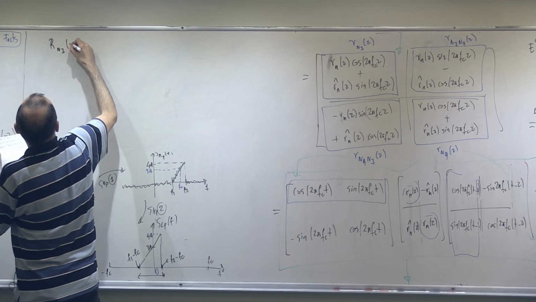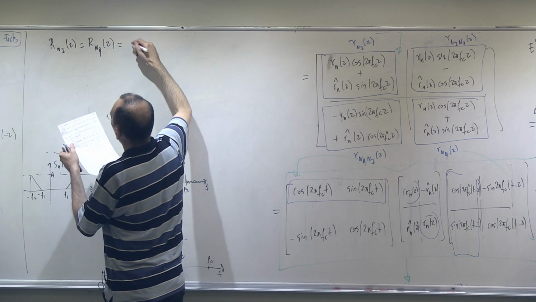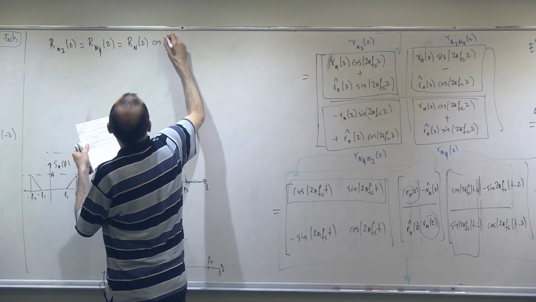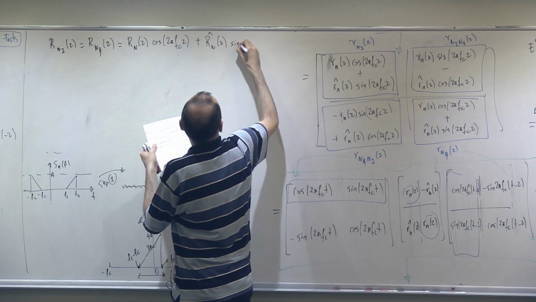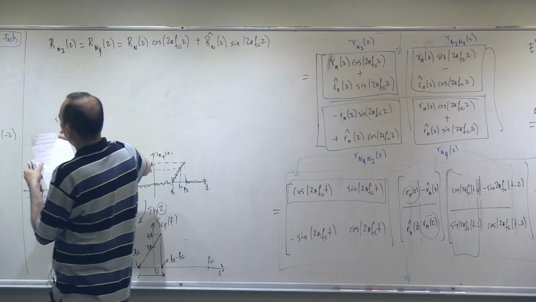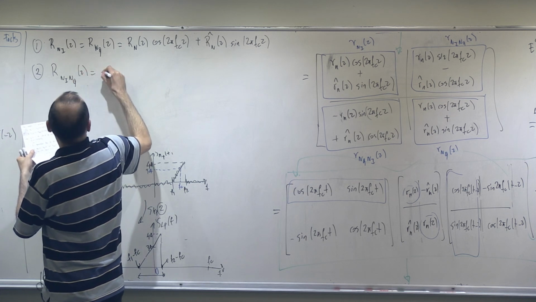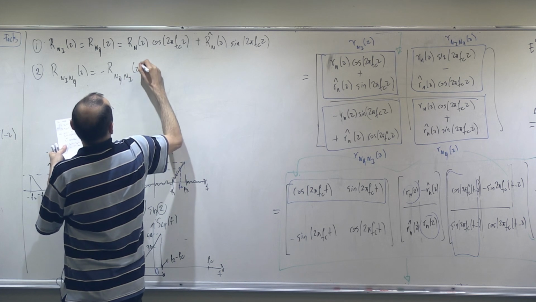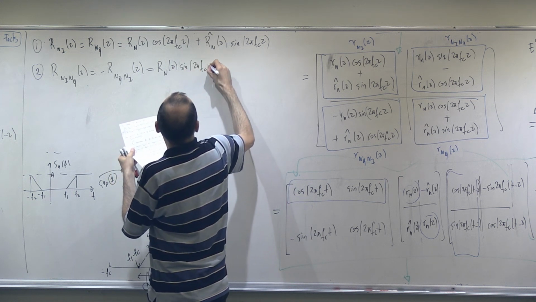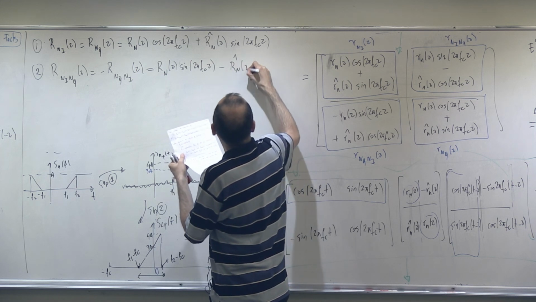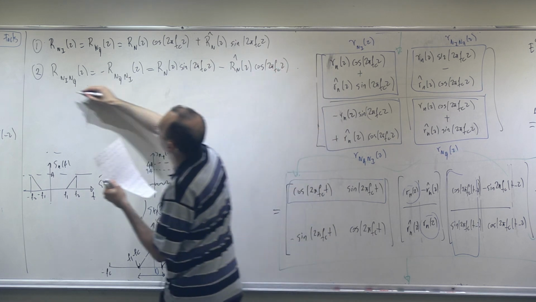Autocorrelation of Ni of tau. Sometimes I use capital, sometimes I use small letters. It's not important in this course at least. So this is number one. Number two is cross correlation. This is sine 2 pi fc tau minus cosine 2 pi fc tau. So this is our final response.